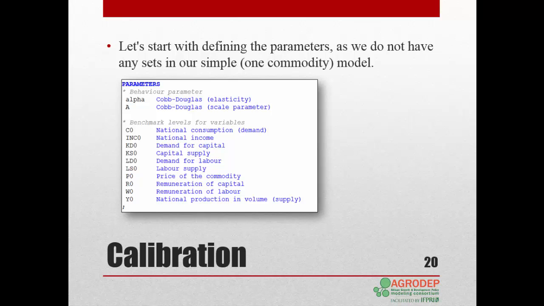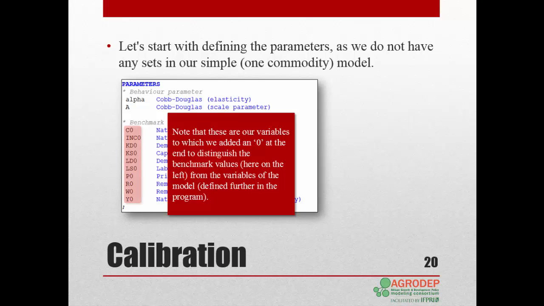We define first parameters related to the Cobb-Douglas production function, alpha and A. Next, we also add a set of parameters which will store the initial values of program variables. So to differentiate the benchmark parameters here on the left from model variables of the same name, we add a 0 to each variable name. Remember that parameter values do not change with the resolution of the model, while variable values do. We will define variables later on.